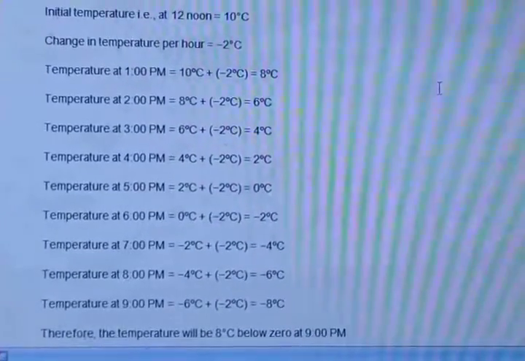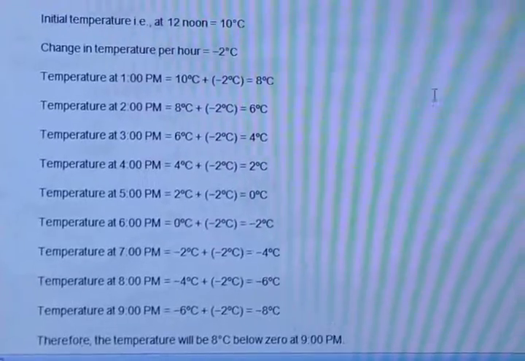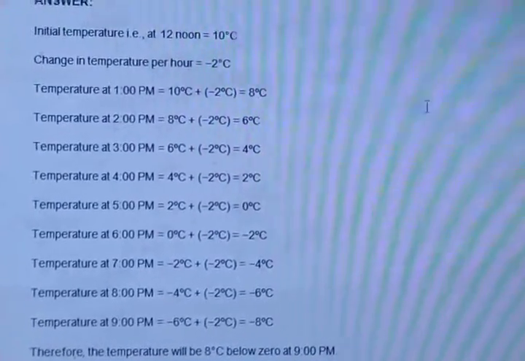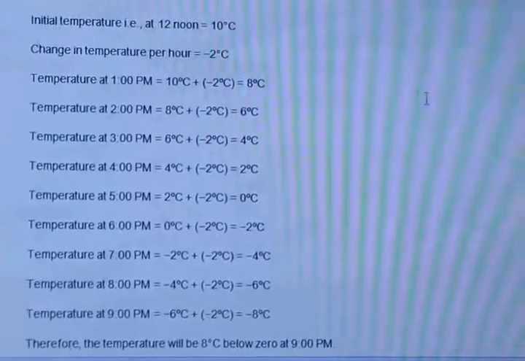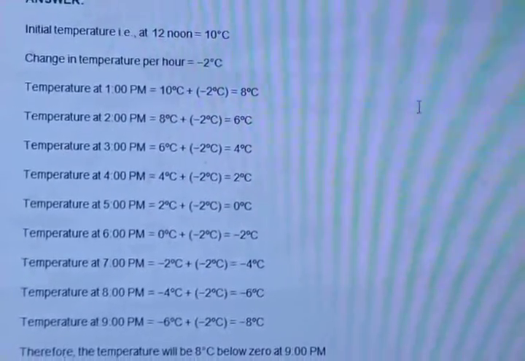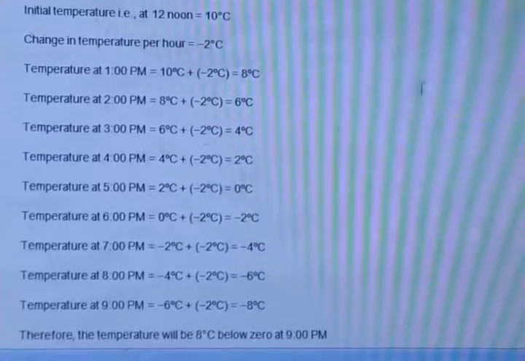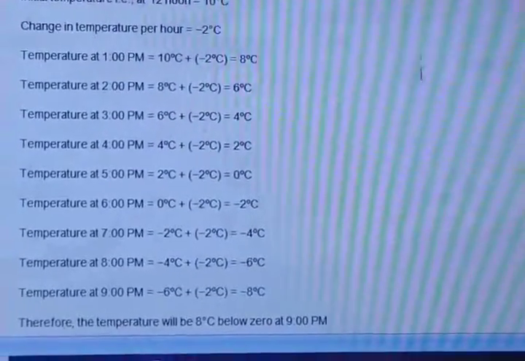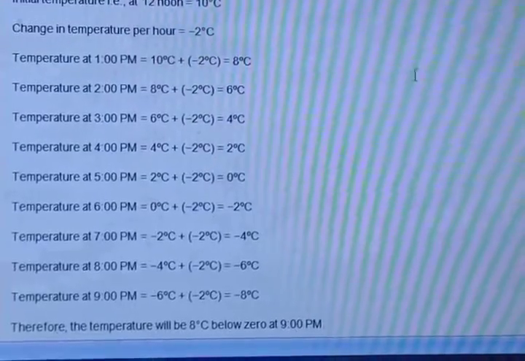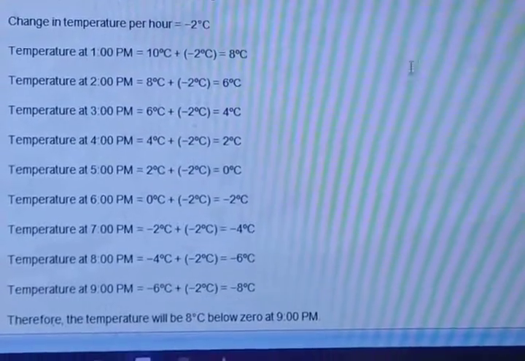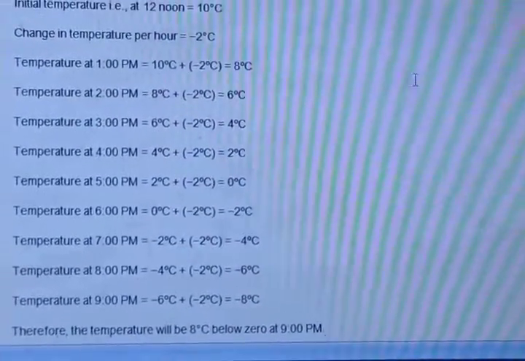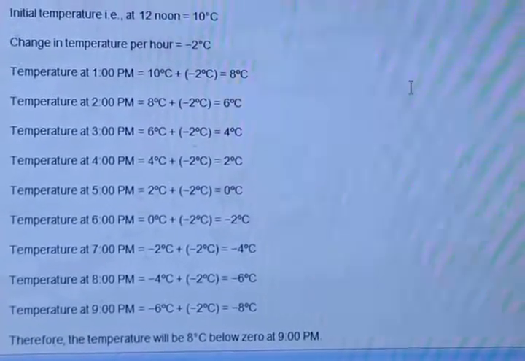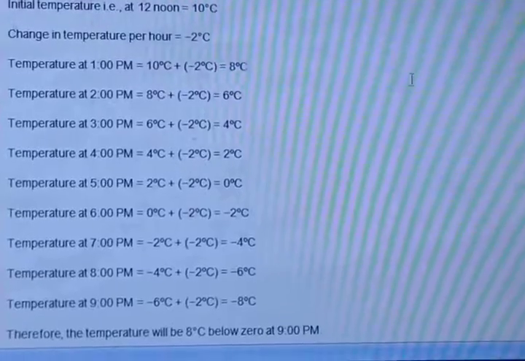Write these answers very carefully. Temperature at 1 p.m. 8 degrees Celsius, at 2 p.m. 6 degrees, 3 p.m. 4 degrees, 4 p.m. 2 degrees, 5 p.m. 0 degrees, 6 p.m. minus 2 degrees, 7 p.m. minus 4 degrees, 8 p.m. minus 6 degrees, and 9 p.m. minus 8 degrees. Therefore, the temperature will be 8 degrees Celsius below 0 at 9 p.m.